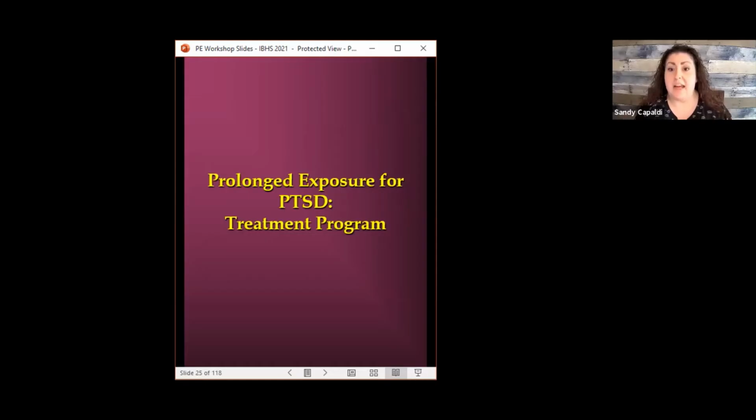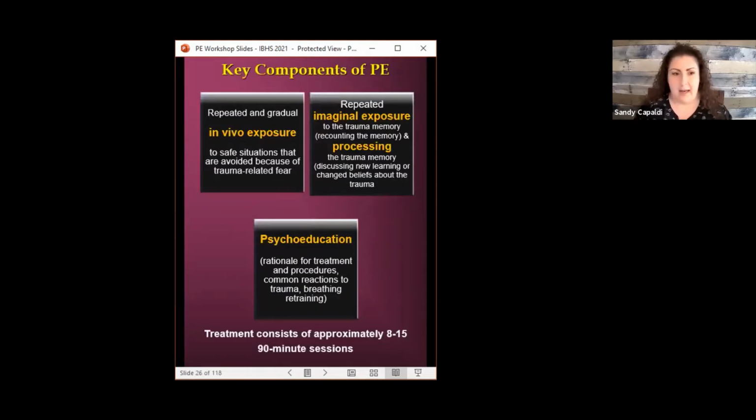The next thing that we want to talk about is just to give everyone a bit of an overview of what the standard PE protocol looks like. Okay, so the first thing that we can talk about is, what are the key components of PE?